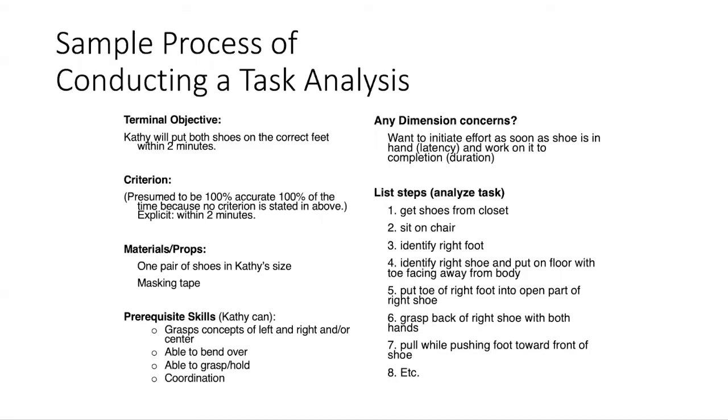Here, the materials we will need are a pair of shoes in Kathy's size and some masking tape. And the masking tape is to signify where this needs to occur around the chair. So you would put a grid around the chair. Prerequisite skills that Kathy can do: grasps the concept of left and right and or center, is able to bend over, is able to grasp and hold, and has good motor skills, coordination.